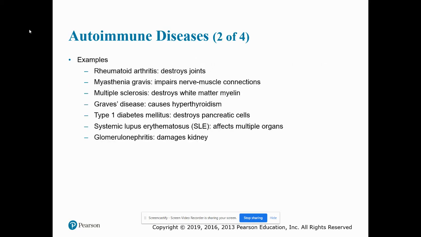You do not have to memorize this, but I wanted to leave this up here because there are some examples of autoimmune diseases. Rheumatoid arthritis destroys joints. Myasthenia gravis impairs nerve muscle connections. Multiple sclerosis destroys white matter myelin, which means it's going to affect the nervous system. Myelin covers neurons. Graves' disease causes hyperthyroidism. Type 1 diabetes mellitus destroys pancreatic cells. SLE affects multiple organs, and glomerulonephritis damages kidneys.